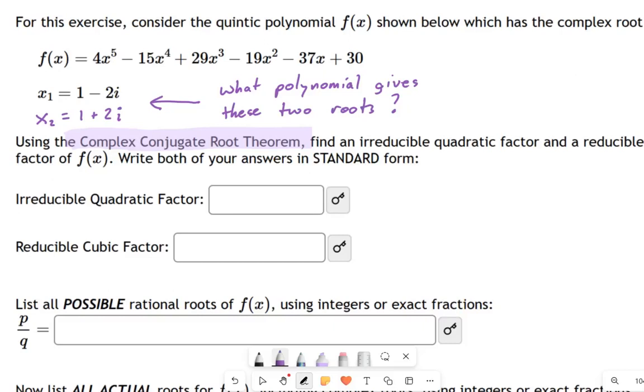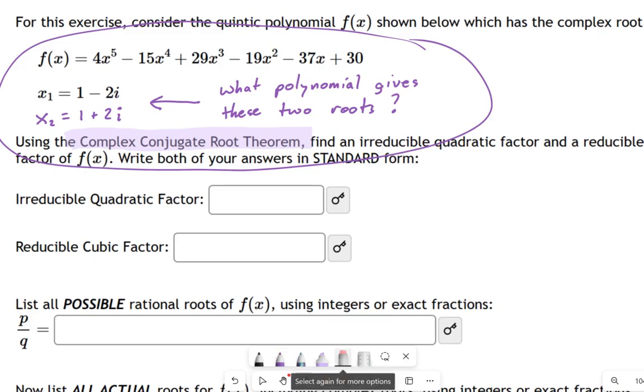This is a challenging problem. This problem comes after quite a bit of experience that we've had playing with higher order polynomials, doing long division, using the complex conjugate root theorem, using synthetic division, and so on to work this down into factored form. Now, the question I'm going to pose to you right at the beginning here is this. What polynomial gives these two roots?